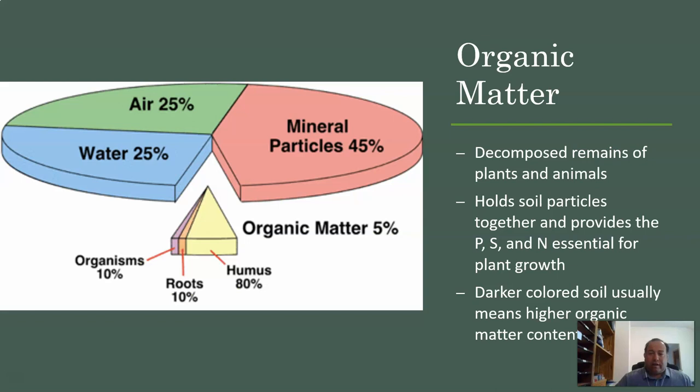So it's really important to understand organic matter and the role organic matter plays, because it's only 5% of soil. Even if I'm holding a cup of soil in my hand, only 5% of that is organic matter, but that 5% is holding those soil particles together and providing essential nutrients for plant growth. And darker colored soil means higher organic matter content. So just right away, if you look at soil and you see one soil is lighter colored and one is darker colored, the darker colored one is going to have more organic matter in it.